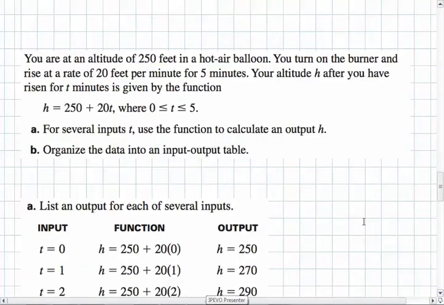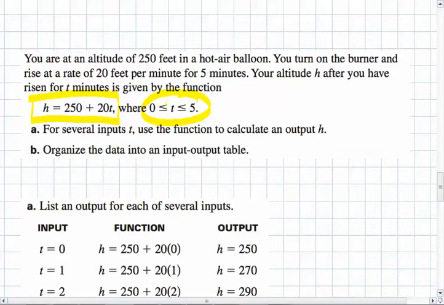You could be given a function that's kind of in written form, like this one. You're at an altitude of 250 feet in a hot air balloon. You turn on the burner and rise at an altitude of 20 feet per minute for 5 minutes. Your altitude h after you have risen for t minutes is given by the function h equals 250 plus 20t. So this is our function. And also, this is only for when t is between 0 and 5. So this is between the first 5 minutes. It could change after 5 minutes, but we're looking at the first 5.